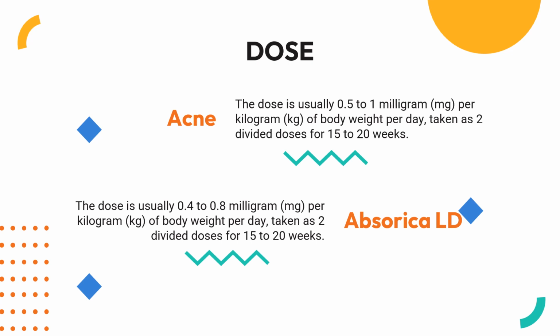For Absorica LD, the dose is usually 0.4 to 0.8 mg per kilogram (kg) of body weight per day, taken as 2 divided doses for 15 to 20 weeks. Your doctor may adjust your dose as needed. For children younger than 12 years of age, use and dose must be determined by your doctor.